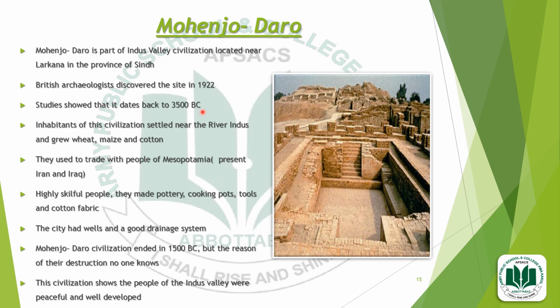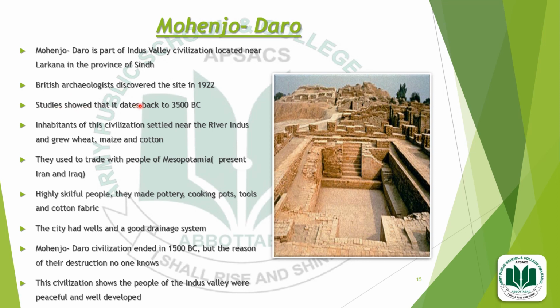Students, now we are going to define another civilization which exists in Pakistan, the MohenjoDaro civilization. Students, MohenjoDaro civilization is present in the province of Sindh. This civilization also counts as one of the earliest civilizations in the world. So now let's define Mohenjo-daro. Mohenjo-daro is part of Indus Valley civilization located near Larkana in the province of Sindh.